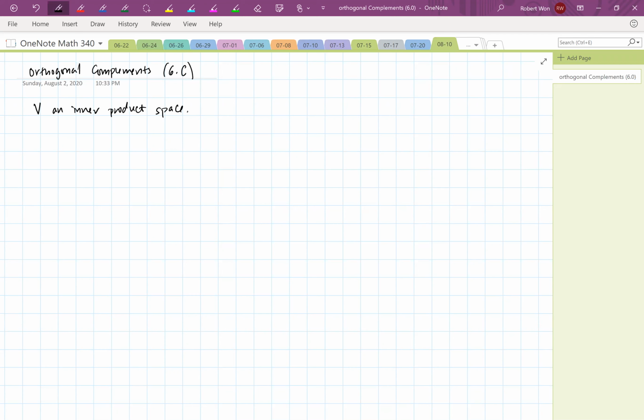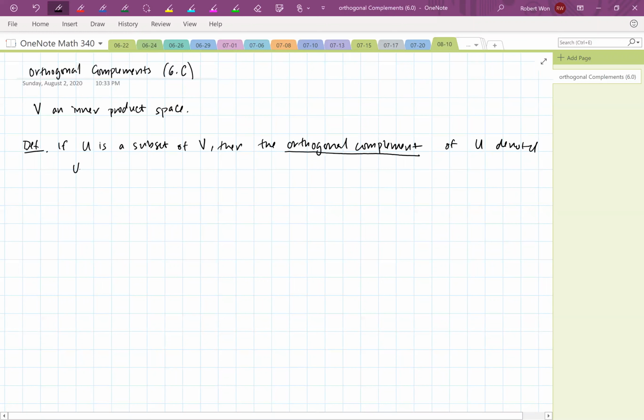An orthogonal complement of a subset, not even just a subspace, but of a subset, is just all of the vectors that are orthogonal to that subset. Definition. So if U is a subset of V, then the orthogonal complement of U, which is denoted U perp, so it's a little perpendicular symbol, perp, is the set of all vectors in V that are orthogonal to every vector in U.